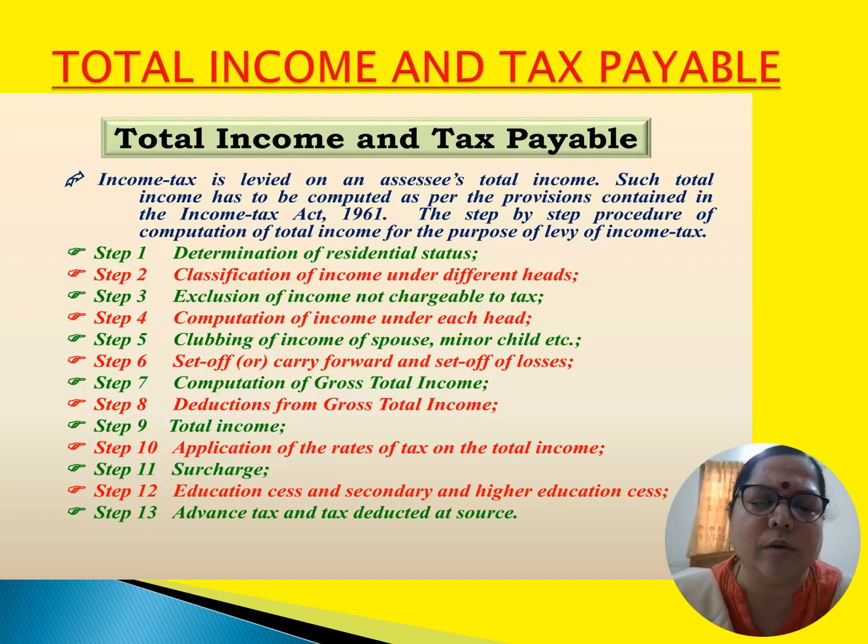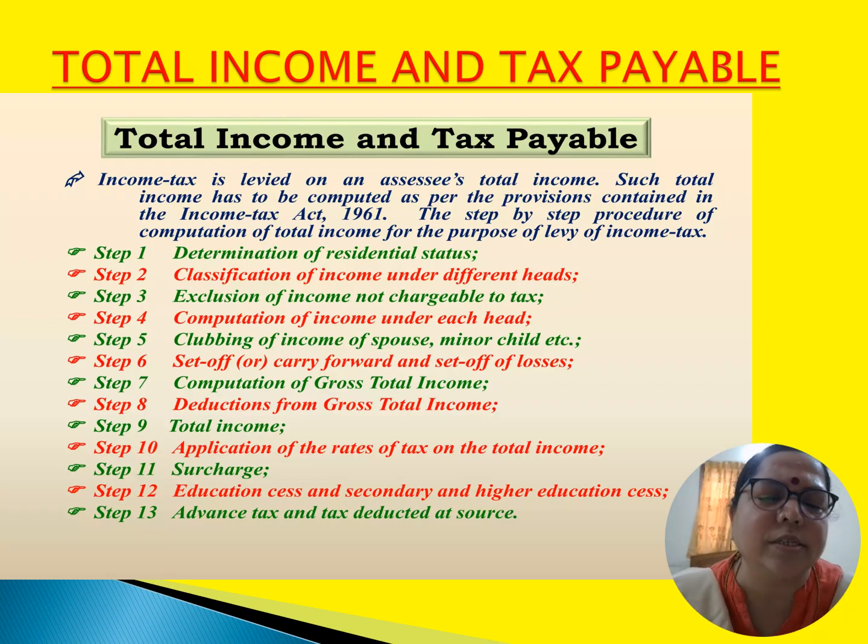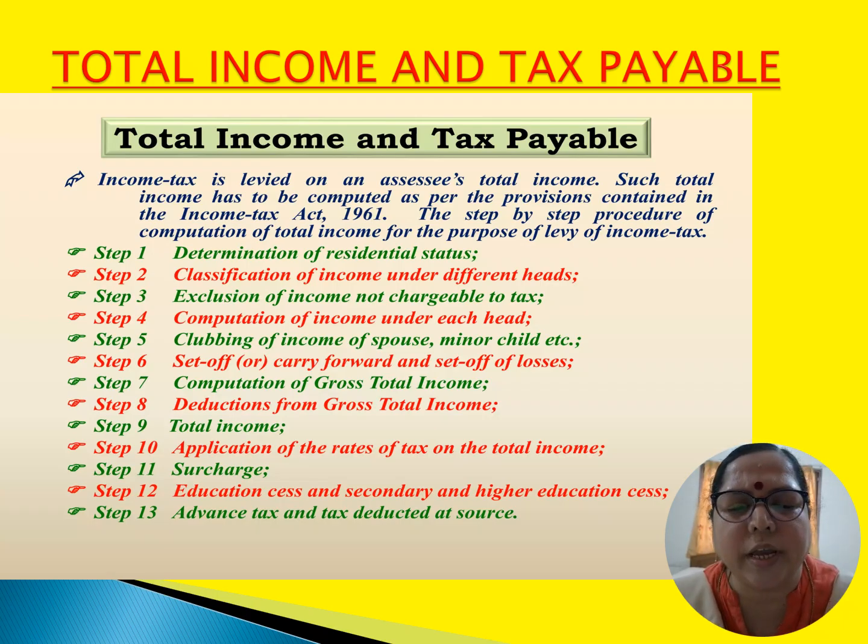From the gross total income, deductions are allowed, and thereafter we arrive at the total income. The rates of tax are then applied on the total income, and surcharge, if applicable, is added. Then health and education cess is added, and lastly we arrive at the figure of advance tax or tax deducted at source. So this is how we calculate total income and compute the tax payable for any assessee.